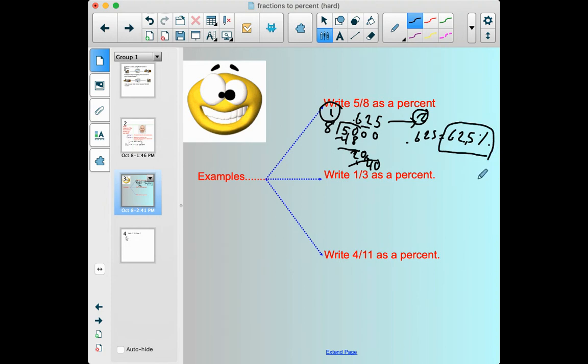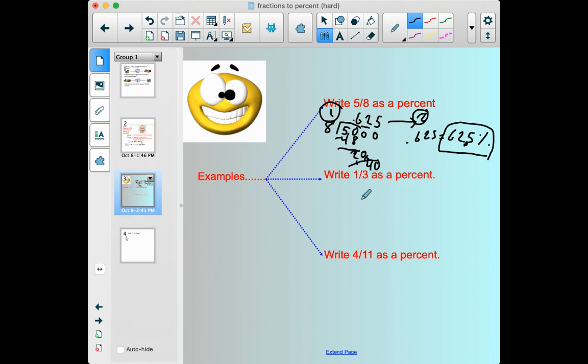And there's my answer. Okay, 62.5%. If you want to check to see if it's reasonable, you might think, well, I know 50% is half. So 62.5% is a little more than half. Well, 5/8 would also be a little more than half. So it seems to make sense.